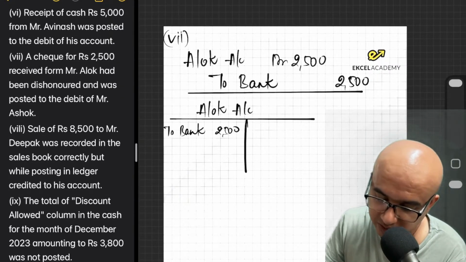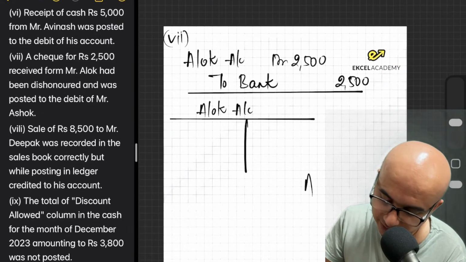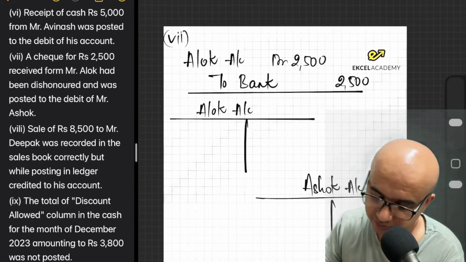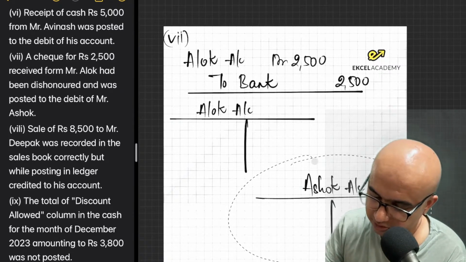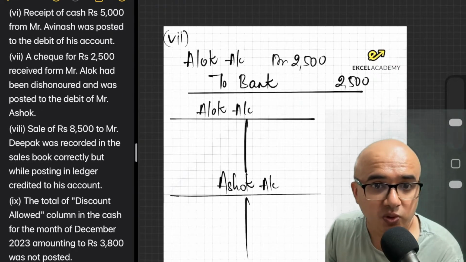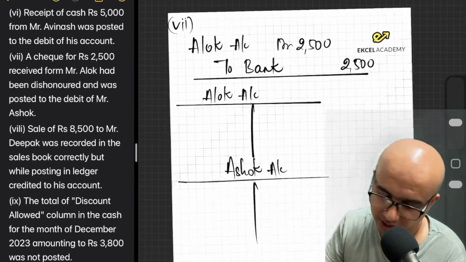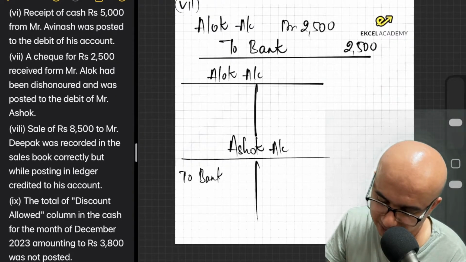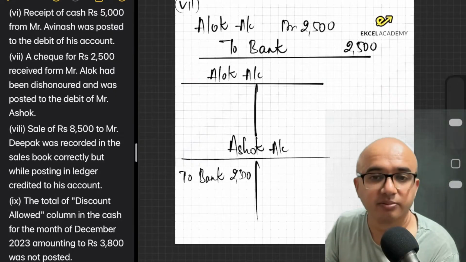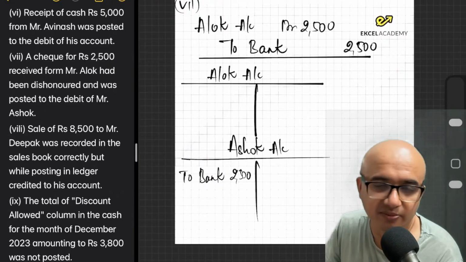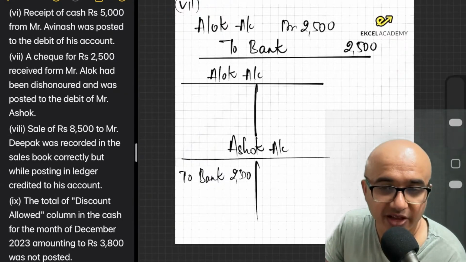That means in Alok's ledger, this portion is still empty. And what did they do instead? They went to Ashok's account by mistake and recorded there. Let me just transfer this here. Now I think it's visible. It was posted to the debit of Mr. Ashok, that is fine. There, they are recorded on the debit side only. That's still fine. 2,500. Instead of writing to bank in Alok's ledger, they wrote to bank in Ashok's ledger. So here there is a wrong debit entry in Ashok's account.